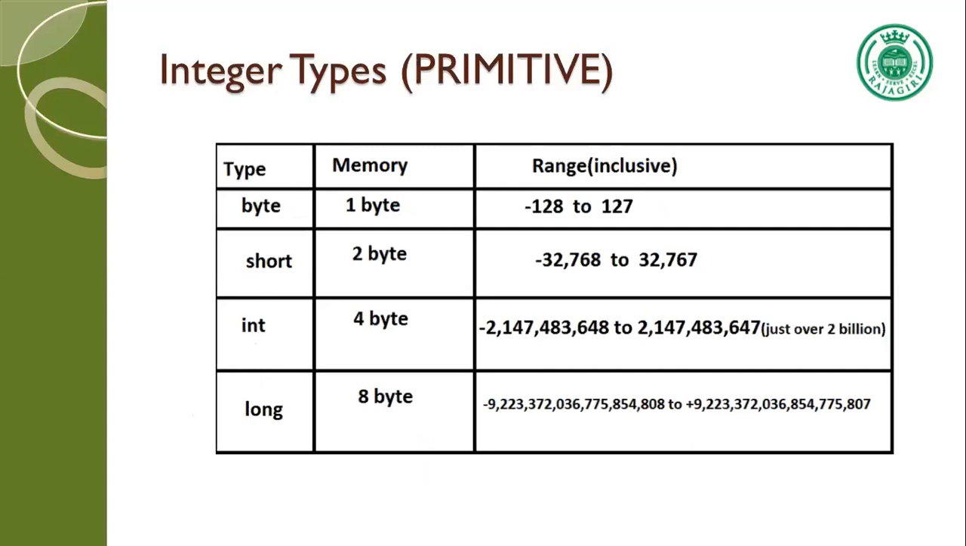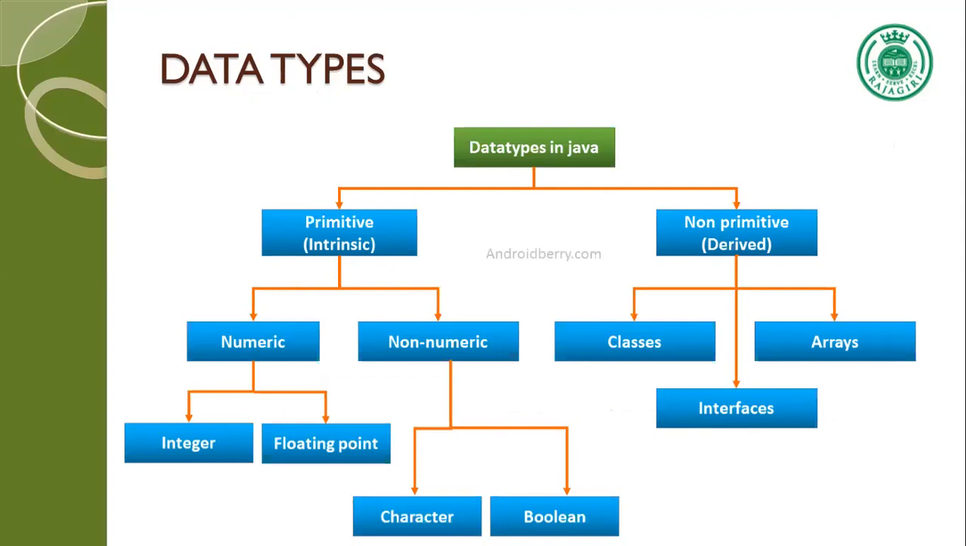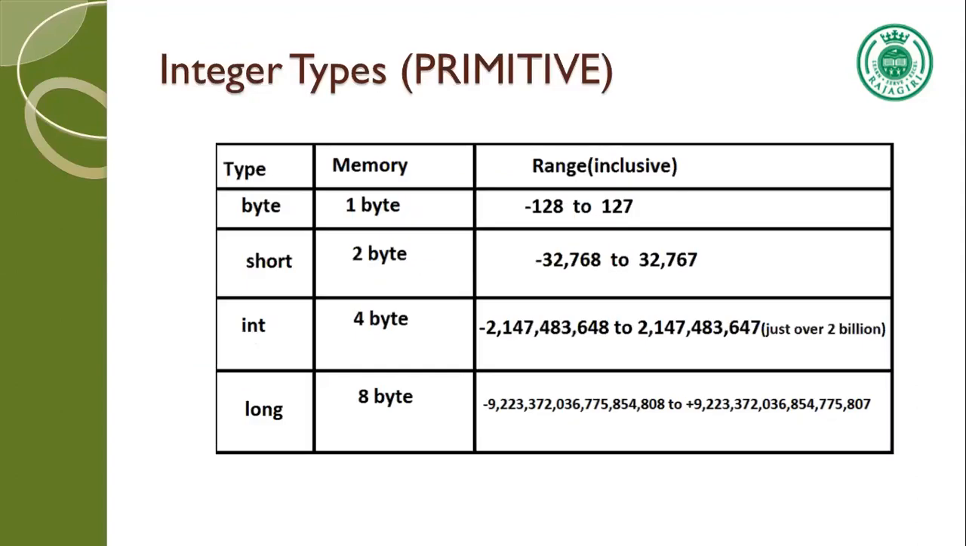We will see about each data type now in detail. As we earlier saw, primitive, we do have integer. We will first talk about primitive integer types. We have four types of integer data types in Java: byte, short, int, and long. The memory needed for each is different. Byte will need only one byte. Short would need 2 bytes. Int would need 4 bytes of memory, whereas long would require 8 bytes of memory.